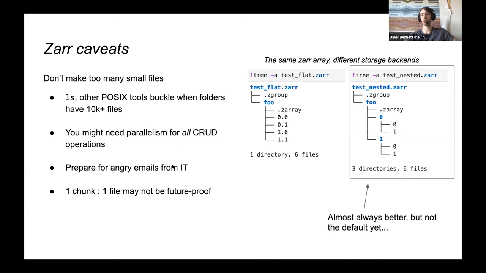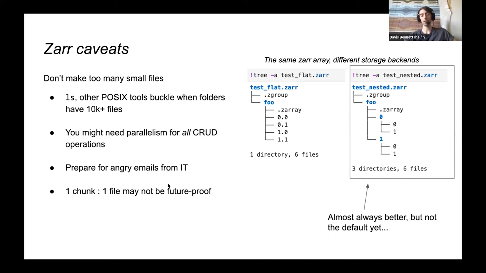I get constantly flamed, unfairly, I believe, but constantly flamed by the IT people where I work because they see the amount of files that people like me are generating. And it bugs them because there's overhead associated with accessing each file on basically any storage system. So some user discretion is advised when creating zarr arrays. And I'll point out, this is the default chunk storage scheme for zarr, which is to put all the chunks in one folder. This, which is nested and puts the chunks in separate folders, is almost always better, but it's not the default. You have to go in there and say, I want to use the nested directory store. I don't want to use the vanilla directory store. And I think that's something that can trip people up.